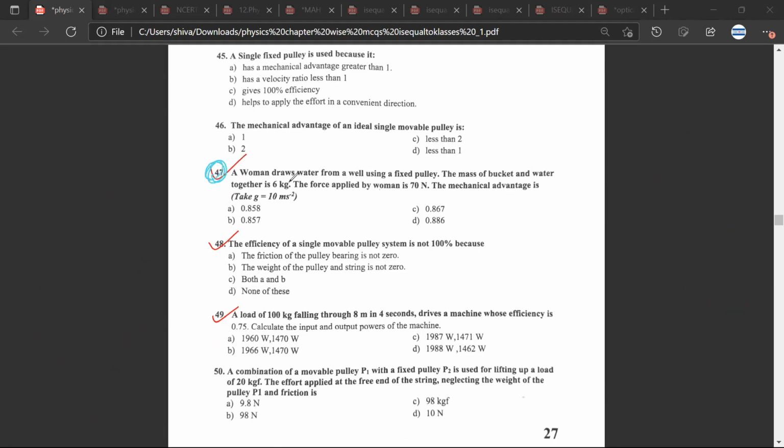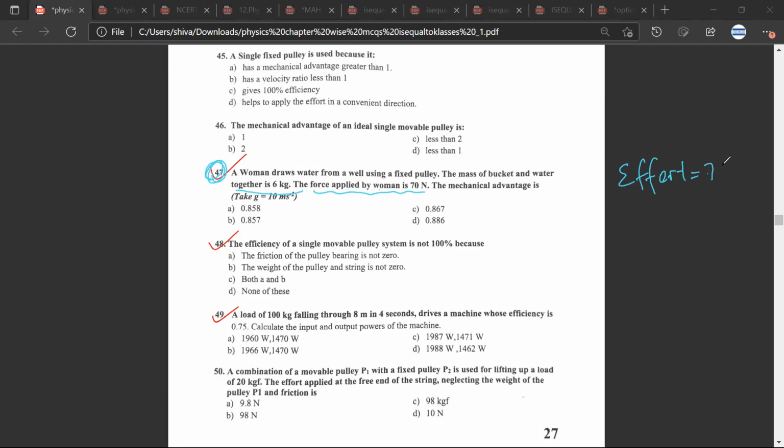Question 47, Mr. CB. Question 47. A woman draws water from a well using a fixed pulley. Mass of bucket and water together is 6 kg. Force applied by the woman is 70. So effort would be 70 Newton.